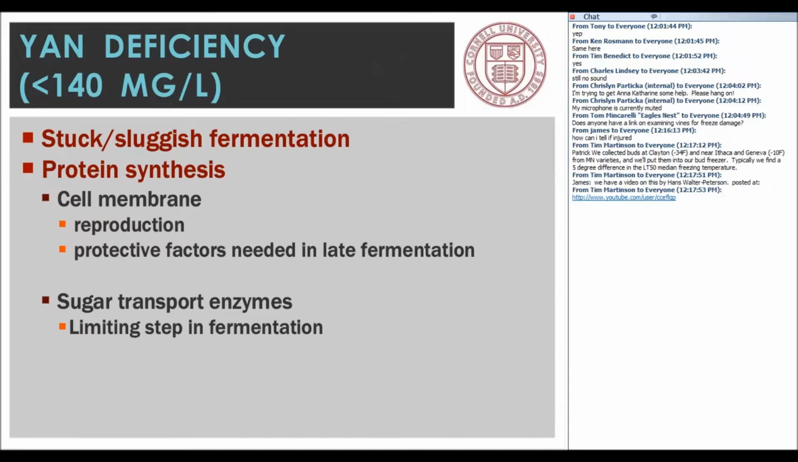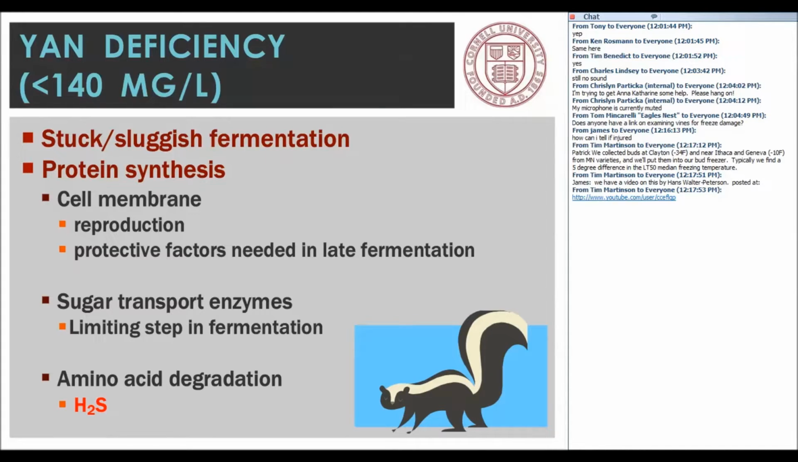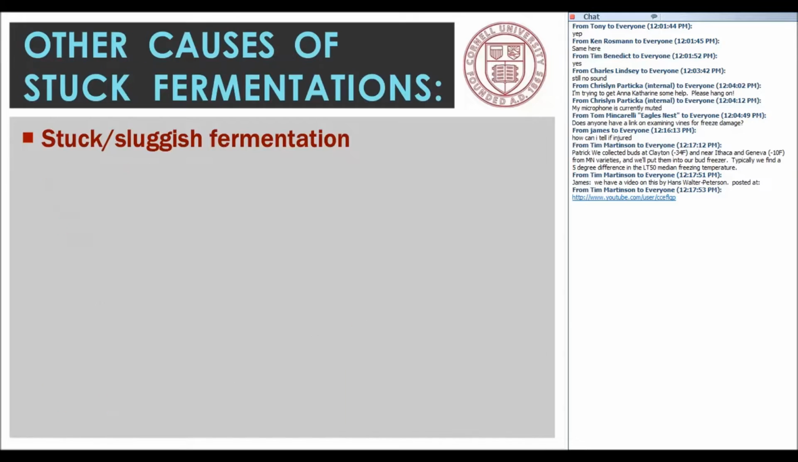It also impacts your sugar transport enzymes, which slows down your fermentation. This is a limiting step, so if they're slowing down, you're not going to get good fermentation. And you may get amino acid degradation. The yeast cell essentially starts to cannibalize itself if it doesn't have the ammonia or nitrogen it needs coming in. It has to start breaking down and reassembling portions of its own cell, and that's not good. That's when you get H2S production, and that's when you get this lovely skunky smell, which is what we normally notice first, other than just the slowness of the fermentation.